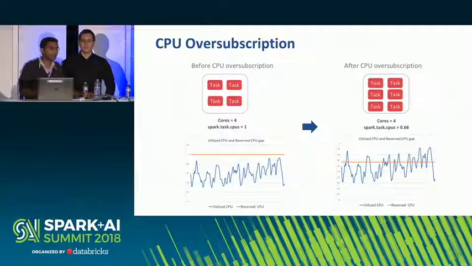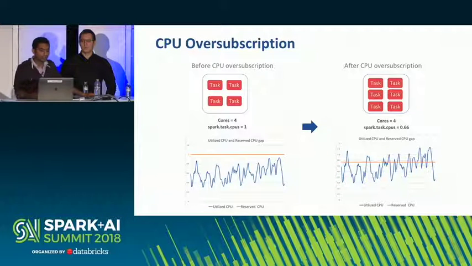So the solution we are proposing is CPU oversubscription. What CPU oversubscription means is, instead of allocating 1 CPU core per task, we want to allocate a fraction of a CPU core per task. So for a machine with 4 CPU cores, you will be able to run more than 4 tasks at any point of time. Please note that fractional allocation is just a logical allocation from the perspective of the resource manager or cluster manager. There is no physical fractional allocation here.